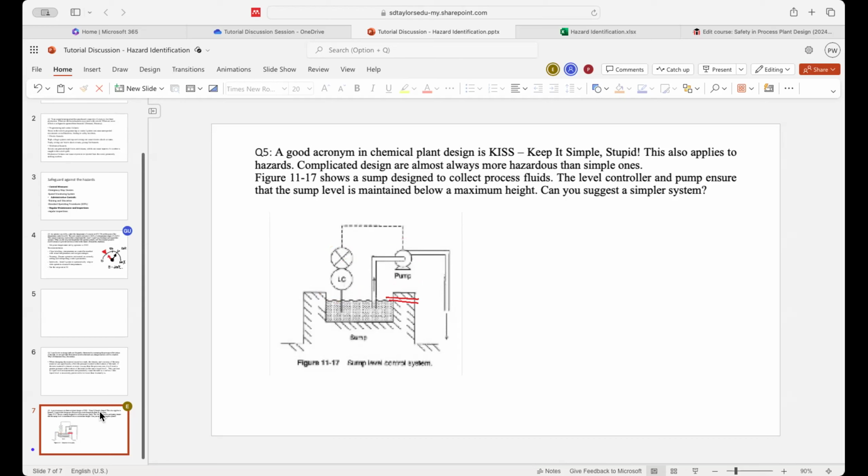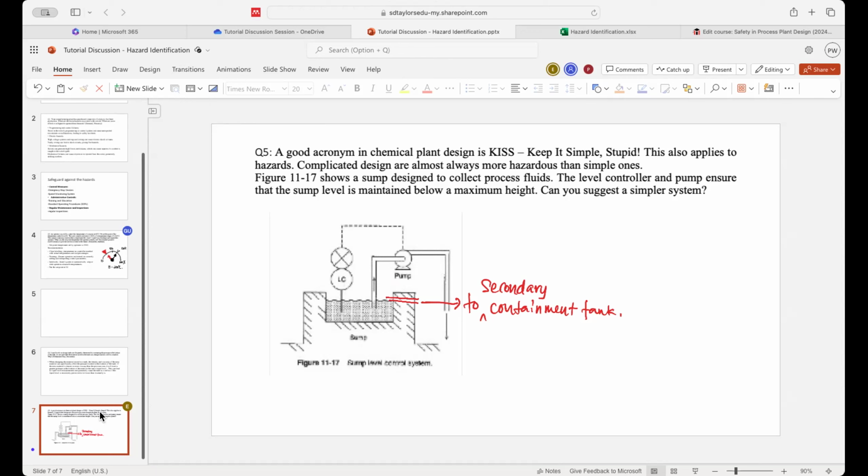containment, or we call it secondary. Okay, let me just write down the full word. And then we treat it, and then we release some water into the river after treatment. So this is what we can do. Very simple. You don't have to even worry about pump maintenance, controller maintenance, etc.